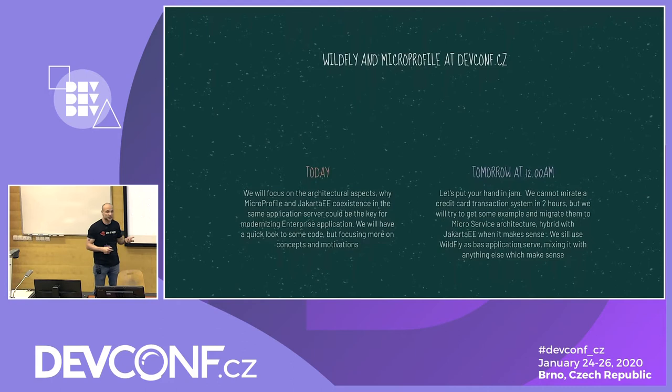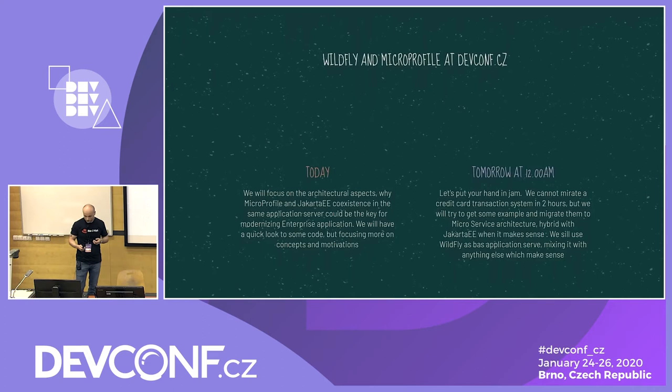If we have time, I will demonstrate how with microservices and MicroProfile you can mix things. For example, you can have part of your microservices on WildFly and part on Quarkus and maybe on Node.js. I don't think I will have time for Node.js, but anyway, just to give you the idea that microservice architecture is agnostic from the technology, web server or application server point of view.